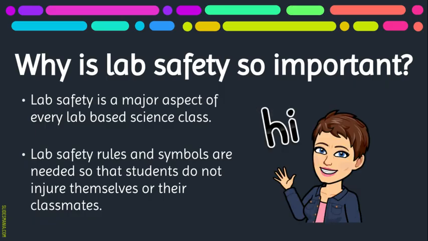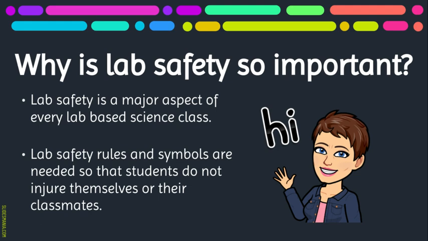Why is lab safety so important? Lab safety is a major aspect of every lab-based science class. So starting in 7th grade, if you didn't hear it in 6th grade, you're going to start hearing it every year until you stop taking science classes. And the rules and what you'll be using in science labs will get cooler and more dangerous, should I say, as you get older.